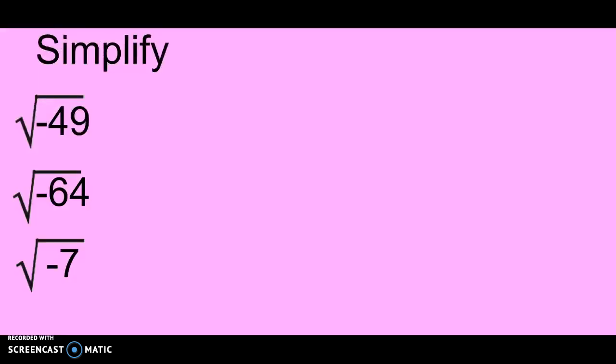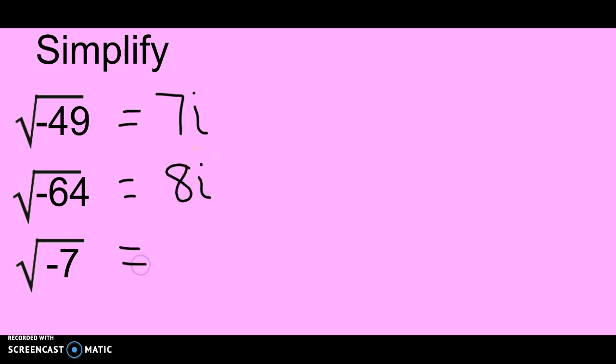All right, so your calculator will do two of these. What we've done: you put in the square root of -49 in your calculator, you're going to get 7i. All right, you put in the square root of -64 in your calculator, you're going to get 8i.